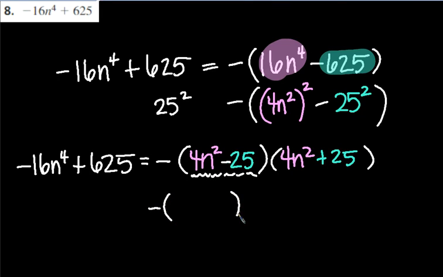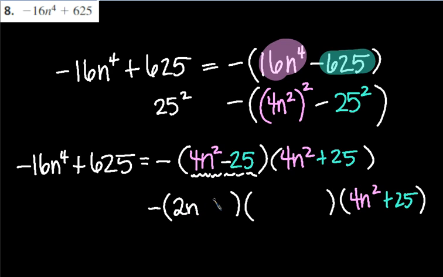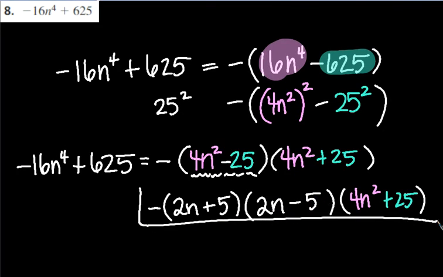So I have negative, then I'm going to break that down into its two factors. And I'm going to still have the 4n squared plus 25 over here. So what is 4n squared minus 25 going to factor into? I heard plus and minus. Does it matter which one I use first? Okay, I chose plus first, so what does that mean for the second one? 2n minus 5. And we can't forget about that negative we factored out to begin with.